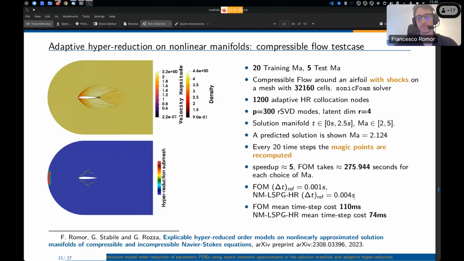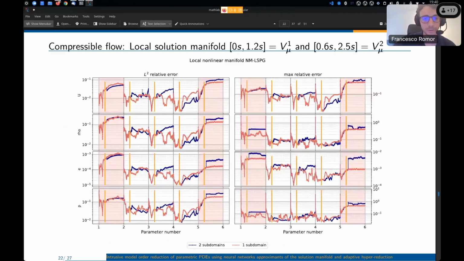So we could use a time step also, which is 4 times higher. And in this case, we do achieve a speed up of 5 for evaluating the full dynamics in this simple test case. And I show also some results on the true relative error for the local nonlinear manifold application.